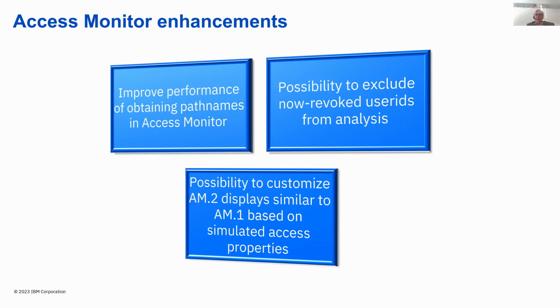Another enhancement request was the possibility to exclude now revoked user IDs from the analysis, because if you compare behavior in the past with behavior now, if somebody managed to get his user ID revoked or he has since left the company, those user IDs would be revoked now, and kind of make it difficult to find what really changed. So you now have the possibility to exclude those revoked user IDs. Another is, actually an extension of the previous one, the possibility to customize the displays on the basis of the simulated access property. So that's the current RACF database content.